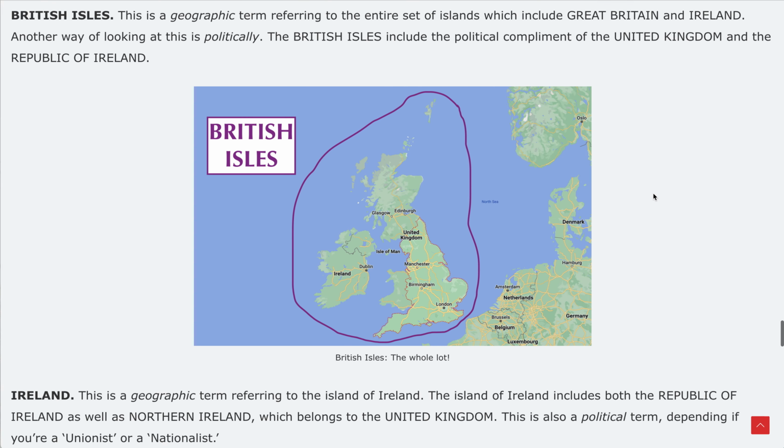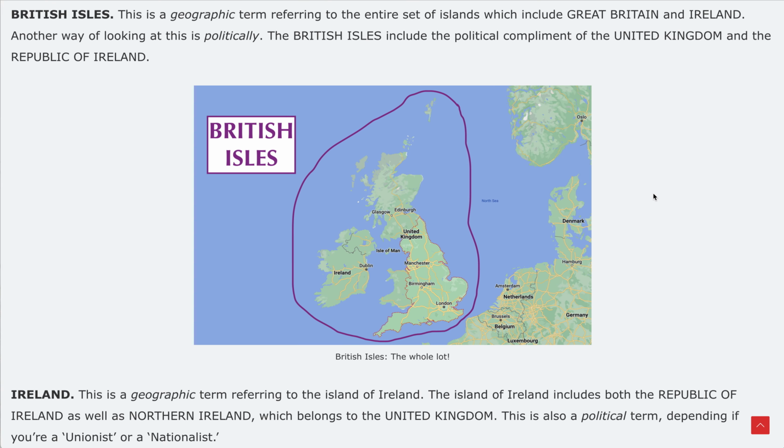And we have the British Isles, which is a whole different thing. For genealogy, genetically, I say I'm from the British Isles. My DNA is from the British Isles in doing research. And that includes everything, right? So this is a catch-all. The British Isles are the whole lot, everything. And this is a geographic term, but it's also a political term. Geographically, it refers to the entire set of islands, which includes Great Britain and Ireland, the two islands or island chains.